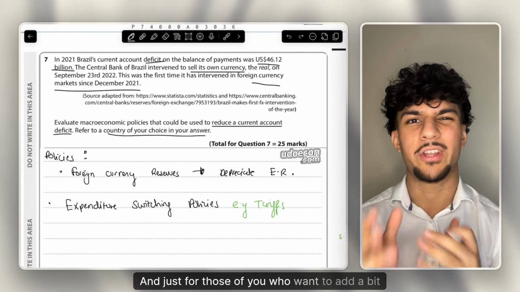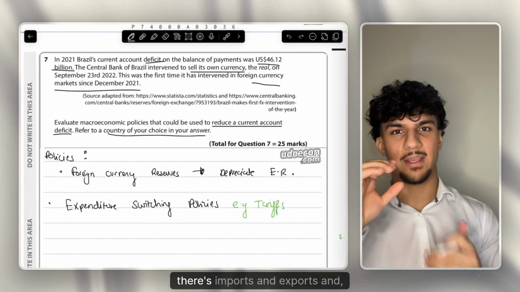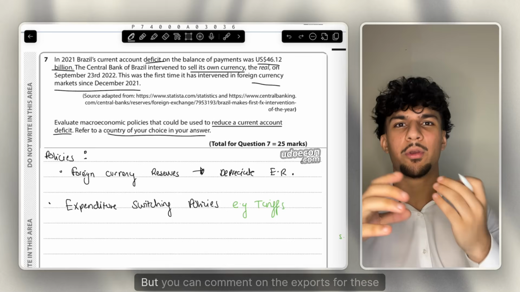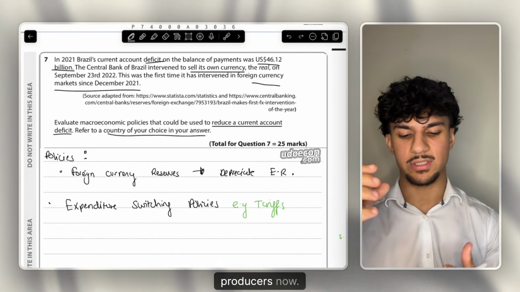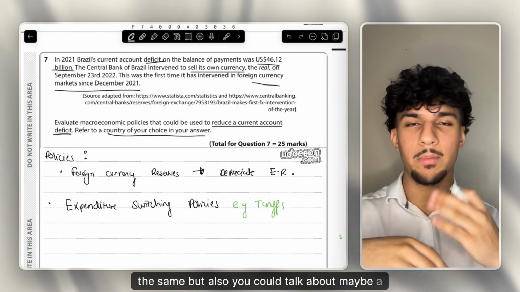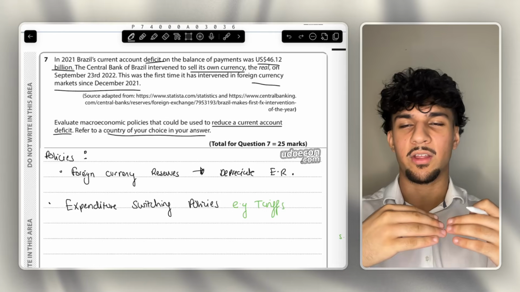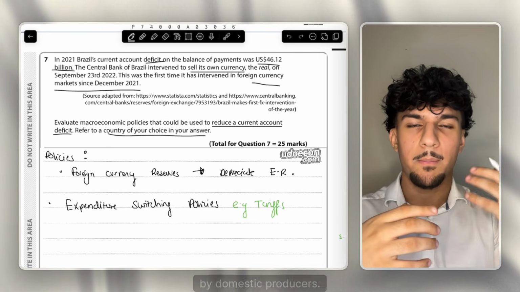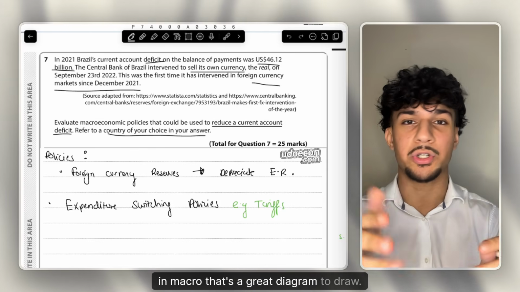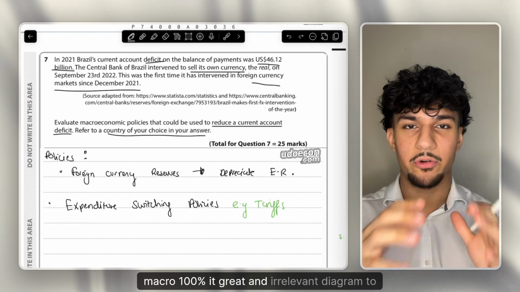And just for those of you who want to add a bit more detail there, with the current account, there's imports and exports. With tariffs, you are mostly focusing on the quantity imported, but you can comment on the exports for these producers now. You could say exports remain relatively the same, but you could also talk about a different time frame. In the long run, these domestic producers are going to experience an increase in demand. If you think about economies of scale, again in macro, that's a great diagram to draw. Yes, it's a micro diagram, but it has many links to the macro, and is 100% a great and relevant diagram to draw.